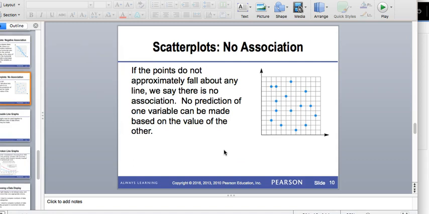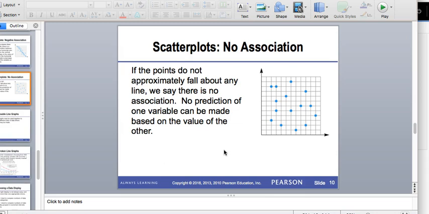Sometimes we look at variables that don't have any relationship between them at all. So you could have your students collect data on different things and see, okay, is there a relationship between variable A and variable B, or variable X and variable Y? It says if the points do not fall about any line, we say there is no association. No prediction can be made because there is no trend in that data.